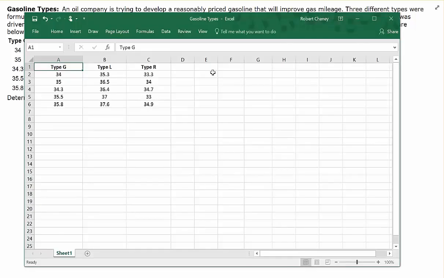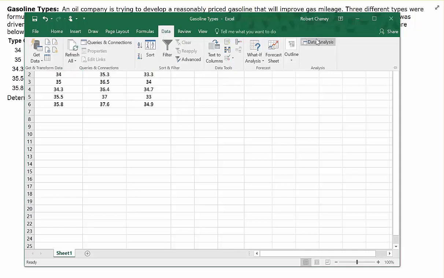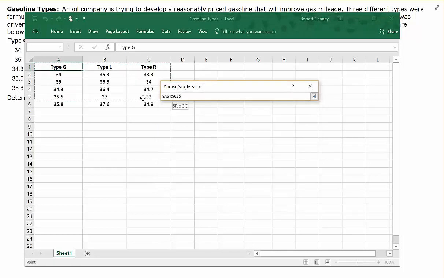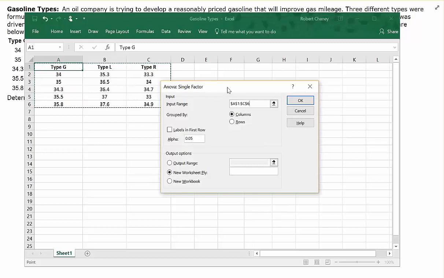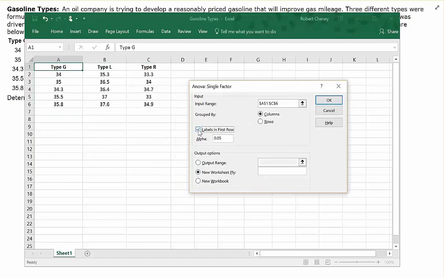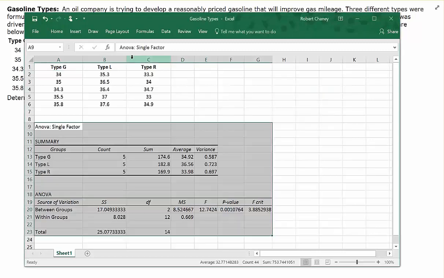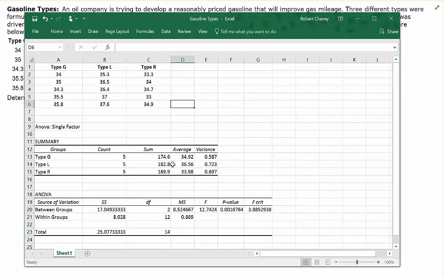So we have Excel open. I'm going to Data, Data Analysis. I'm going to select ANOVA Single Factor. My input range, I'm going to click and drag across the data, including the labels. So I'll check the box of labels. My alpha is 0.05. My output, I'll have the upper left-hand corner of the output here in A9. Select that and then run the test. Okay, so I get a summary table of the sample averages and variances, and I get the ANOVA table.